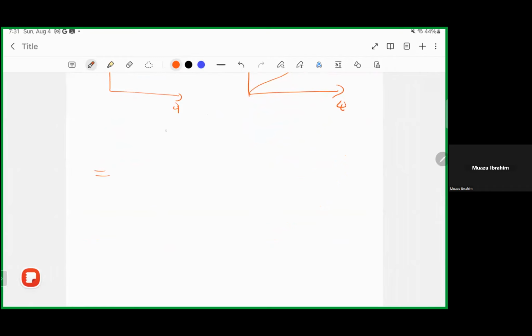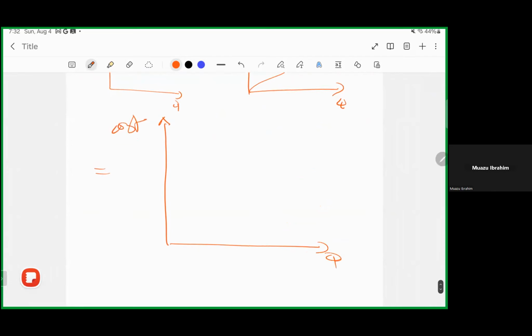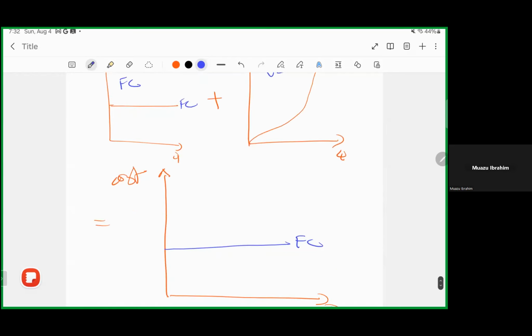So this will be equal to the total cost. Quantity, cost. Remember, fixed cost is here, and variable cost is here. So the variable cost will begin on top of the fixed cost. So this will be the total cost.